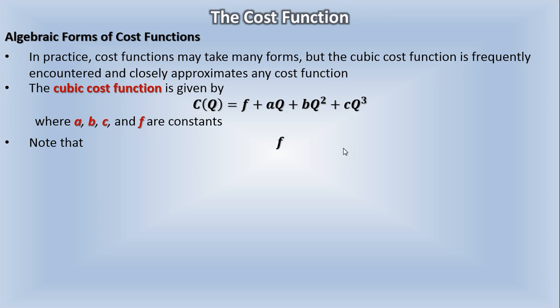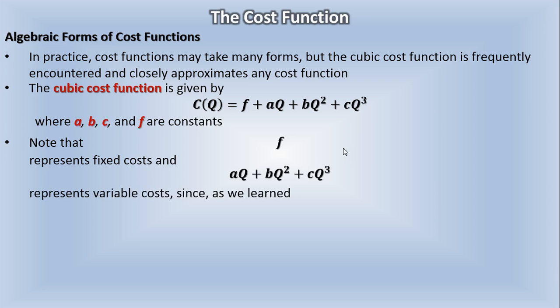So any term in a cost function that doesn't have the Q associated with it is going to be the fixed cost of production. And then all these other terms are going to represent our variable costs. So AQ plus BQ squared plus CQ cubed represents the variable cost, since as we learned, total cost equals fixed cost plus variable costs.